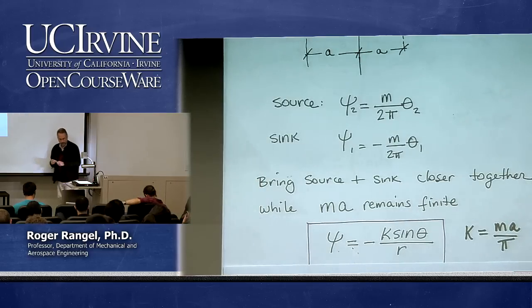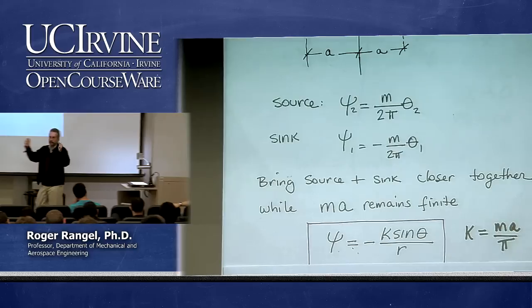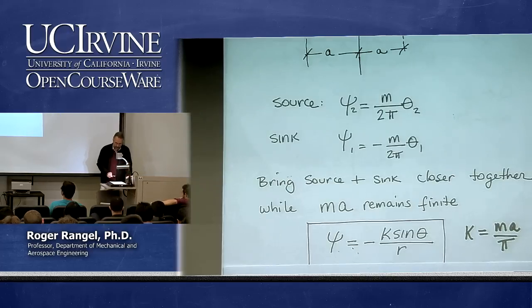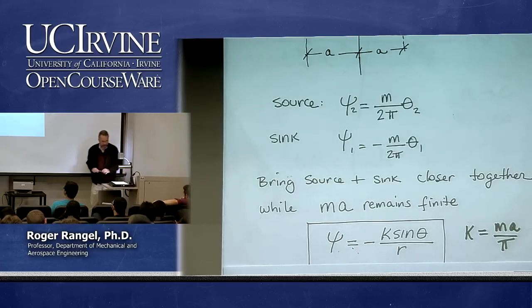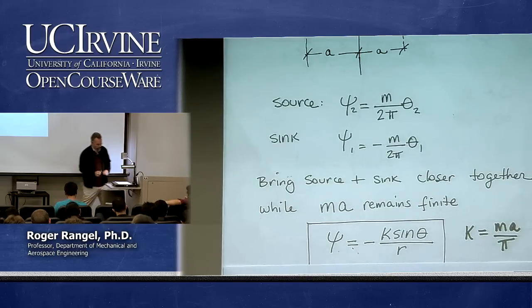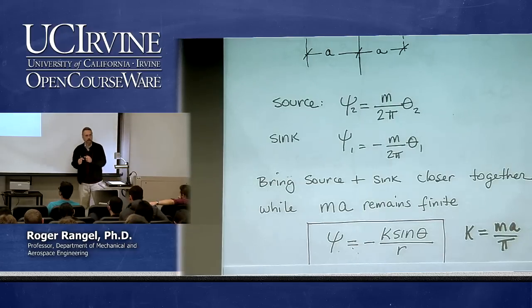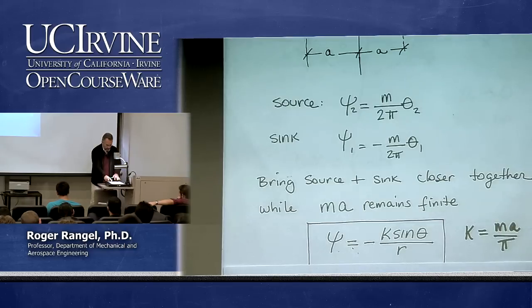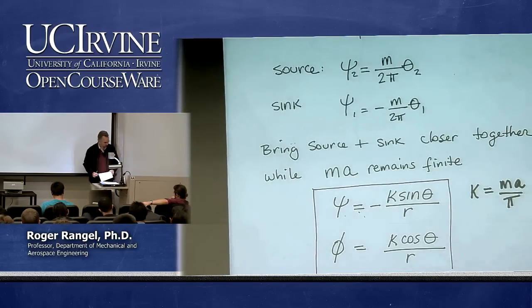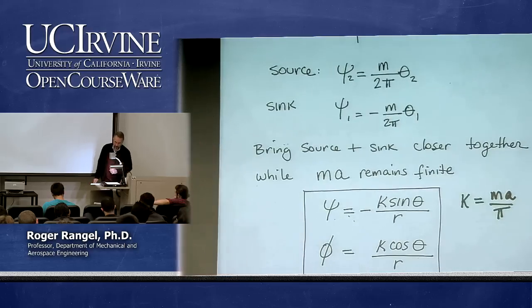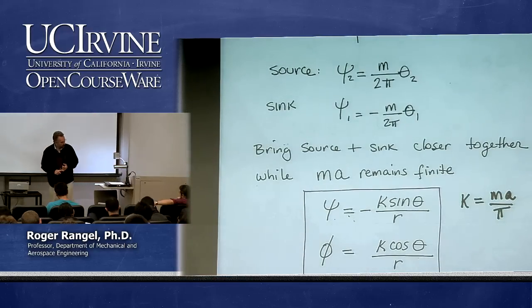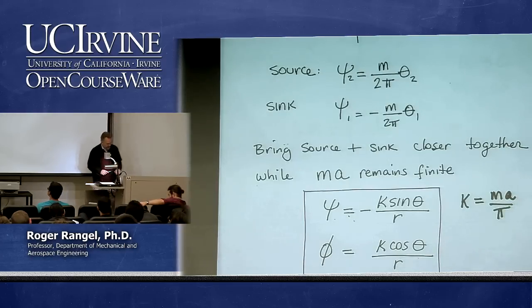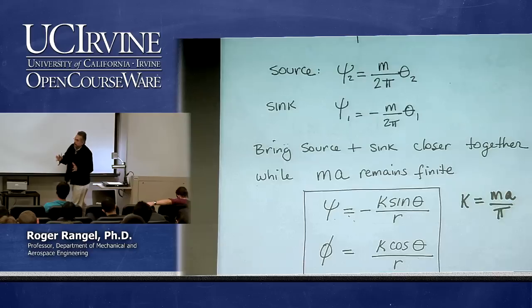All right. So it's the MA that we were talking about earlier that remains constant in the process of approaching them to each other, but it's divided by pi. So that's the stream function for a doublet. And if you go through the process of finding the velocity potential, the same way we've done it before, then you find that the velocity potential for the doublet is equal to that. So the stream function is minus k sine theta over r, and the velocity potential is k cosine theta over r.